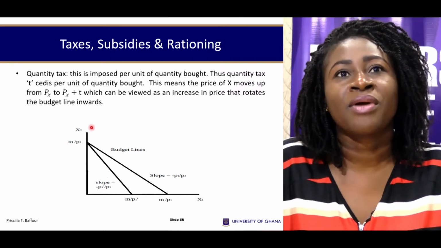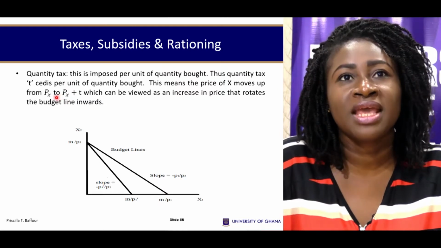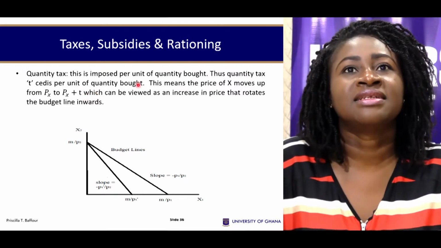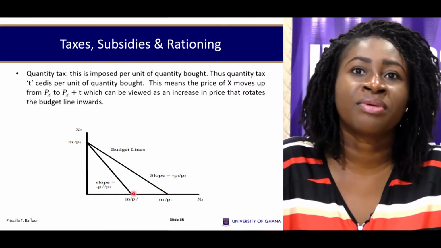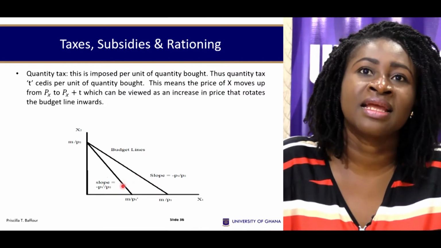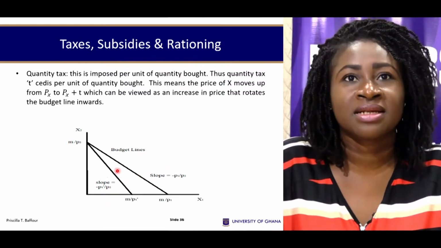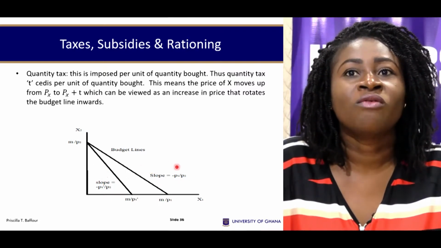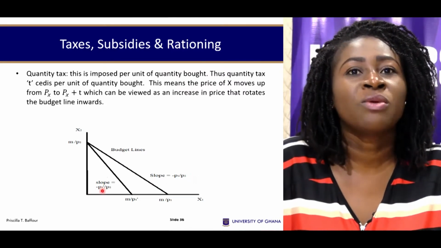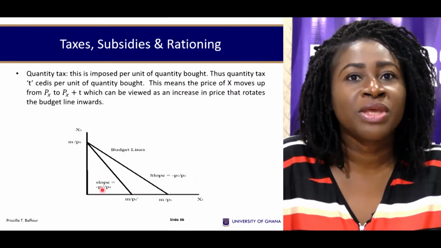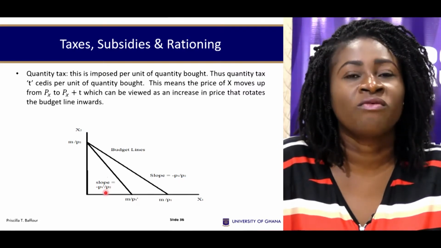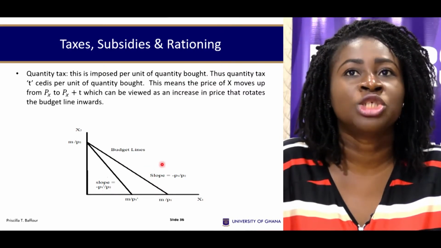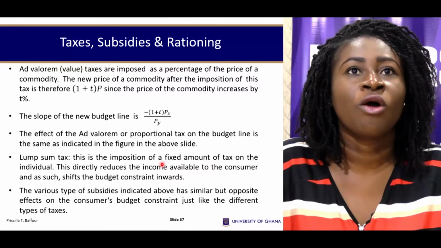So the price of the commodity, which was originally PX, would now be PX plus T, which is the value of the tax. And this will act just like an increase in price. So it will rotate the budget line inwards. And the slope of the new budget line, which originally was minus P1 over P2, would now be minus P1 prime over P2, where P1 prime is P1 plus T, which is the tax. Right, so that is what we need to know, that the slope of the budget line will change due to the imposition of the tax.